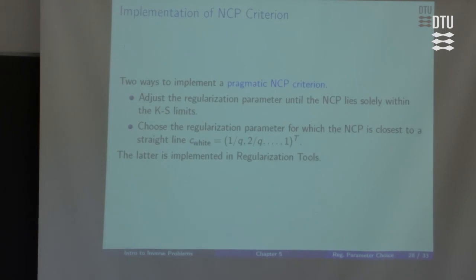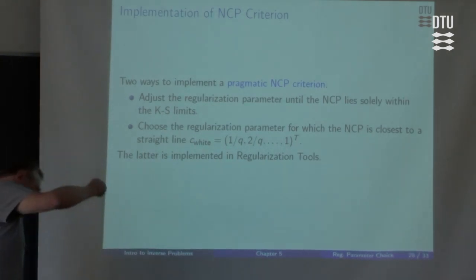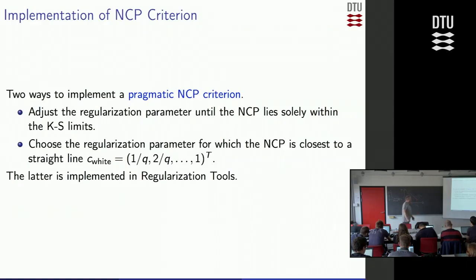And that's the Ncp criterion, really, using this normalized cumulative periodogram. So what you do is you compute your Ncp vector, and you subtract it from this vector here, that's the white noise line, that's just a straight line going from one corner to the other. You subtract those, and you can, for example, compute a norm of the difference, and then you minimize that deviation from the straight line. And then you have your method. That's the Ncp criterion. And this is what is implemented in Regularization Tools.